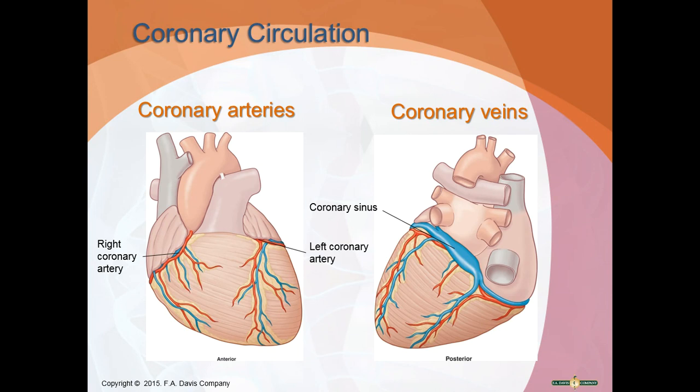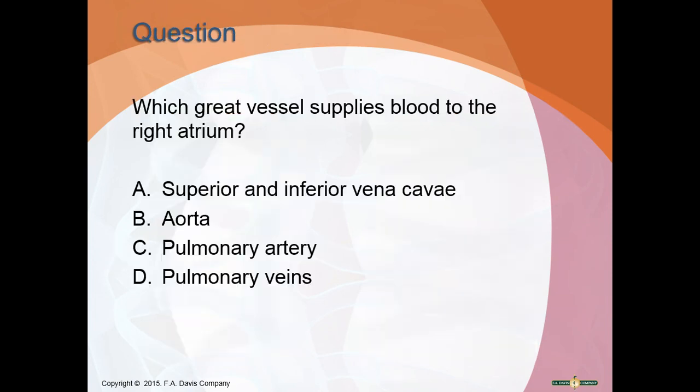Most cardiac veins empty into the coronary sinus, which returns the blood to the right atrium, except for the anterior cardiac veins, which empty directly into the right atrium. Coronary arteries receive blood when ventricles relax. Because the left ventricle performs most of the heart's work, it receives the greatest amount of blood. It's only fair. So which great vessel supplies blood to the right atrium? That would be A, the superior and inferior vena cava.